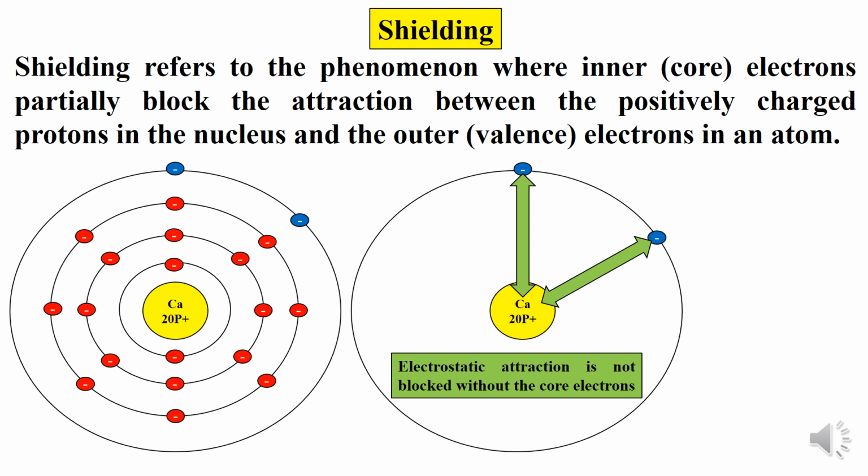Now the electrostatic force of attraction in the absence of core electrons is not blocked, while the presence of core electrons blocks the electrostatic force of attraction between the positively charged protons present in the nucleus of calcium atom and the valence electrons.